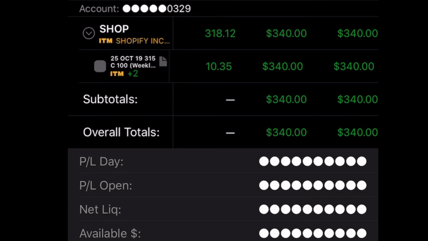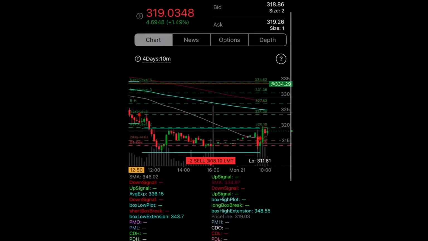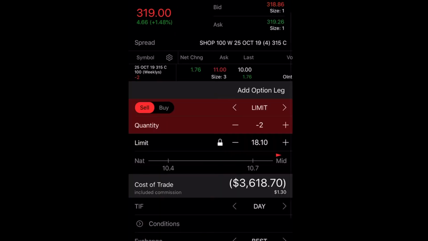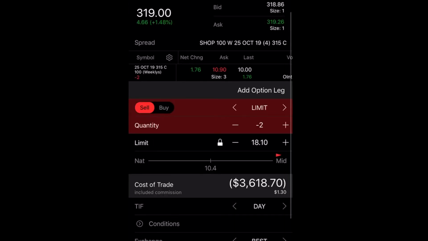But other than that, I have my order set to exit at around $18.10. All right, now, while we wait for Shopify to actually do something, the one thing I'm doing, because I'm trading on the mobile phone, is going to orders, right? I already have an order in. So what I'm going to do is basically go here, cancel, replace order, so I can at any moment close this position if this thing starts to reverse on me, or if I have to take a time stop, basically because it's taking too long to break in my favor.